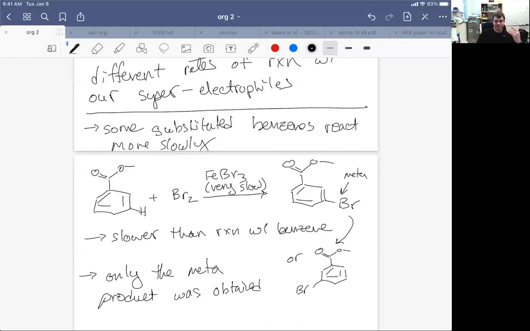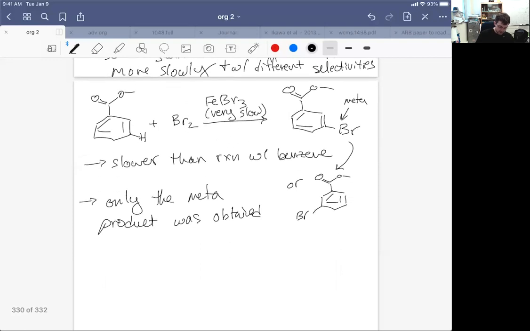Okay, so we see different rates of reactions and we see different selectivities. So we have this selectivity issue and we have this rate issue occurring when we add things on to benzenes. And that introduces the whole idea of substituent effects. So I'm going to scroll up. I'm going to write substituent effects.